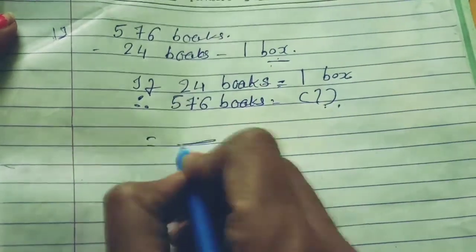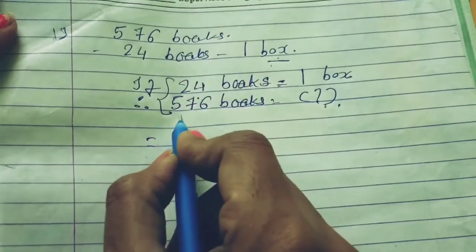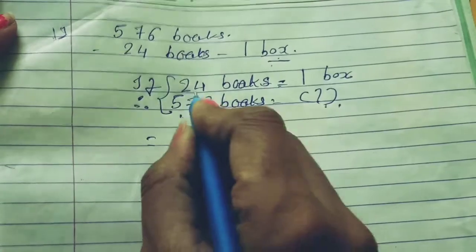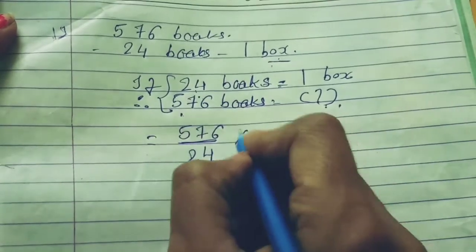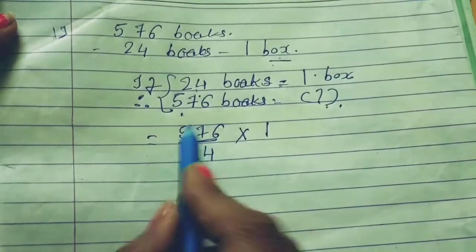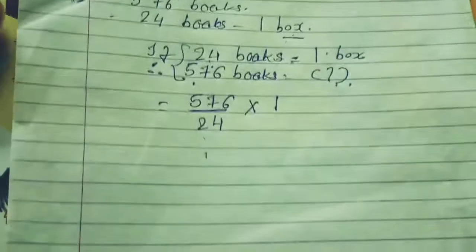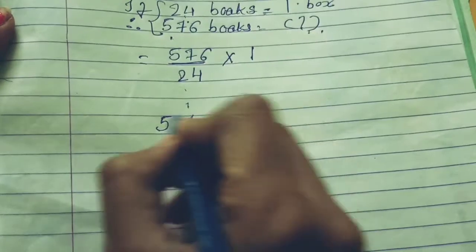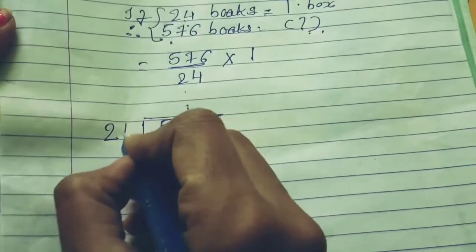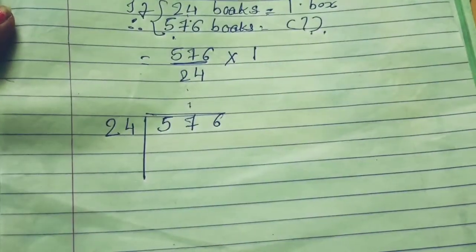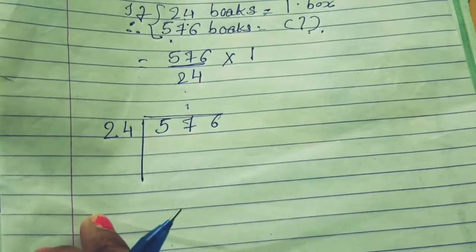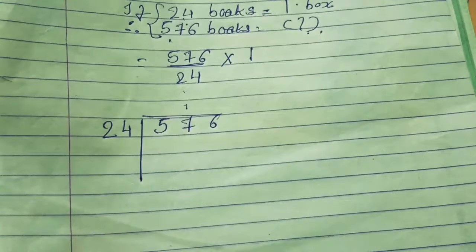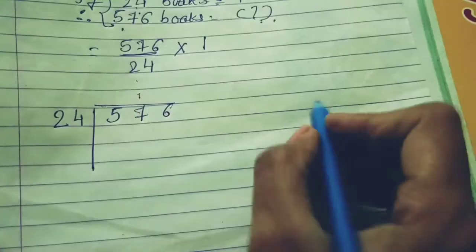Then we'll do the reciprocal. जो left side में है that only we'll do the reciprocal. 576 will go up, 24 will go down, multiply by 1. Upside down. So for that we'll do the division. So let's do division here. 576 by 24. Now 24, do you know the table of 24? 24 का table आता है? If no, then no problem. We can make the table of 24.